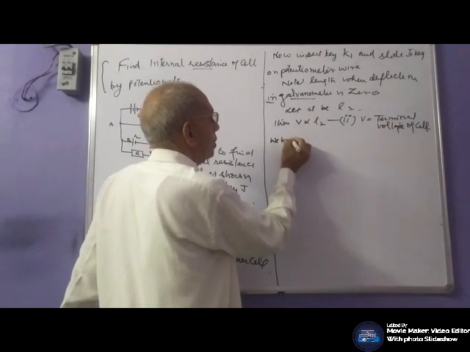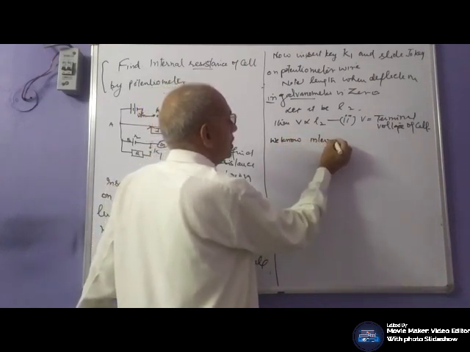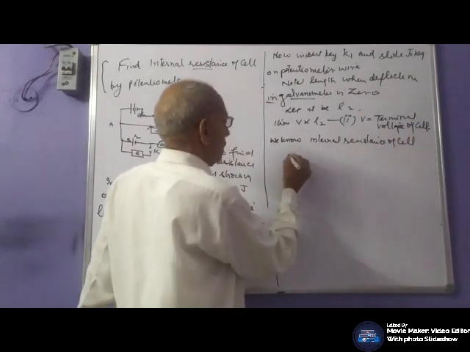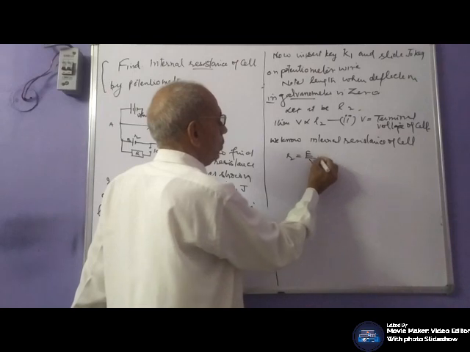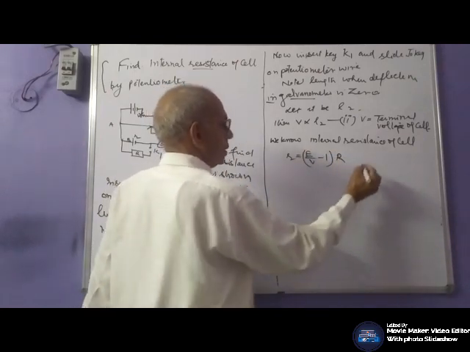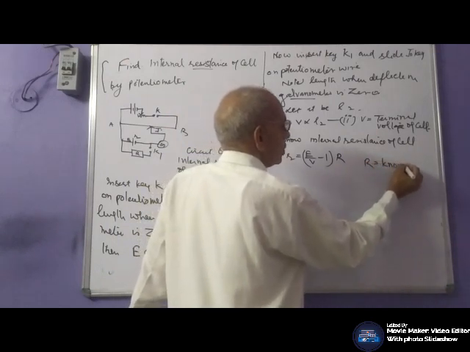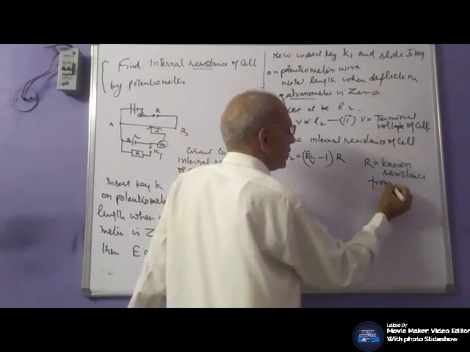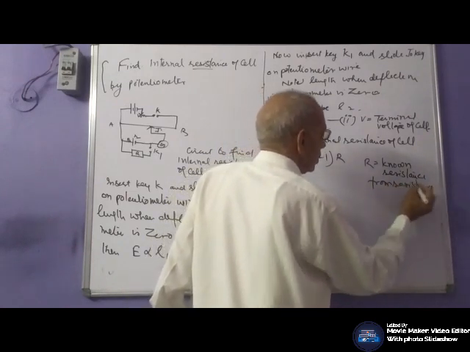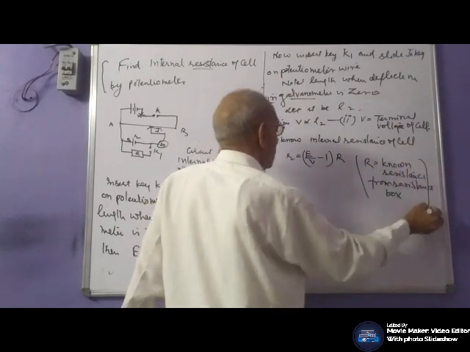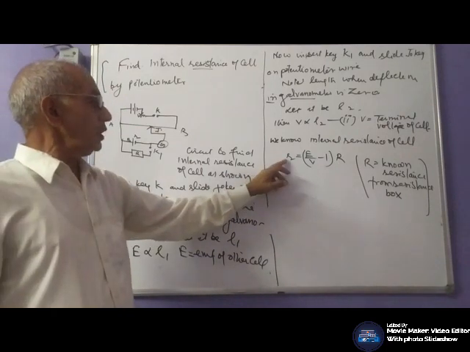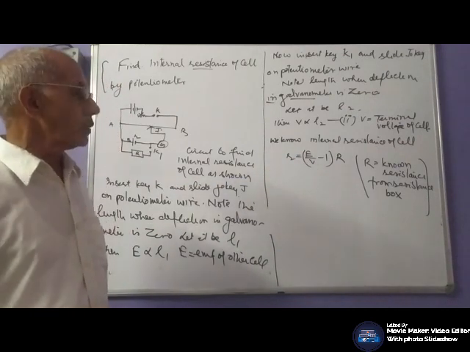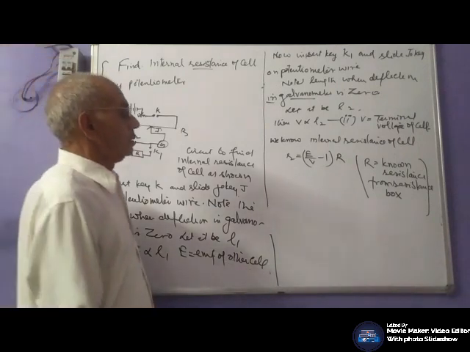We know internal resistance of cell r is (E by V minus 1) capital R. Capital R is known resistance from resistance box. We have done in this very unit the relation between internal resistance, terminal voltage, EMF of cell. We know this thing.